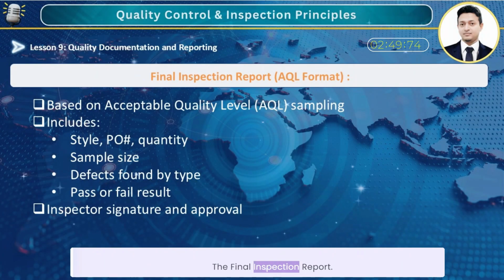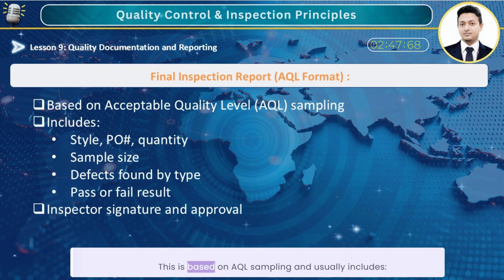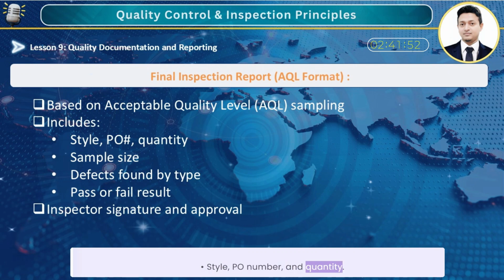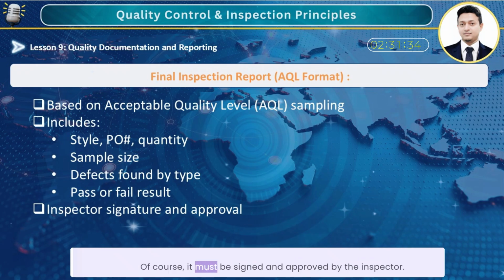The final inspection report. This is based on AQL sampling and usually includes style, PO number, and quantity, the sample size inspected, defects found by type, and the final pass or fail decision. Of course, it must be signed and approved by the inspector.